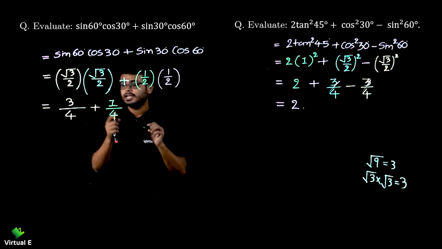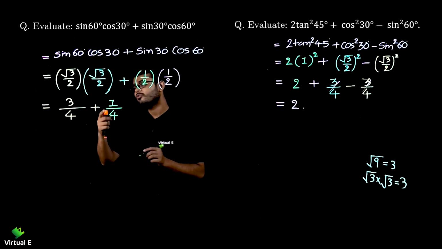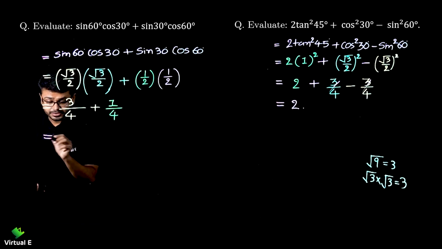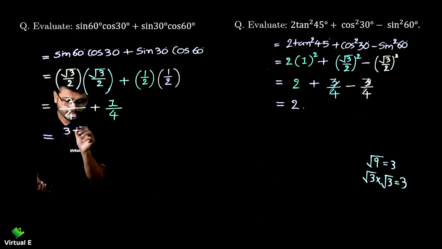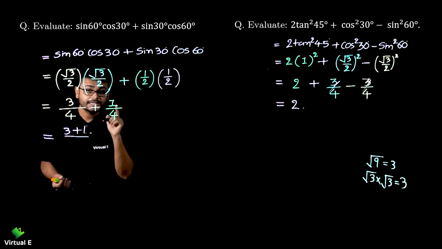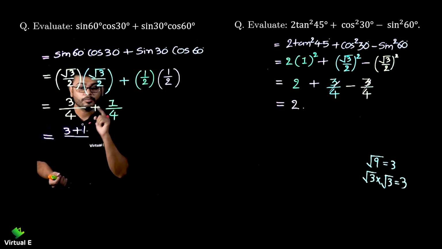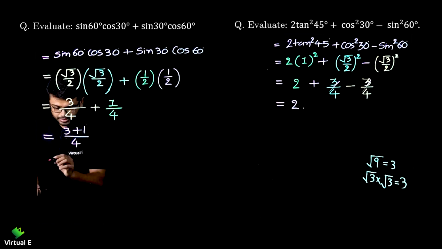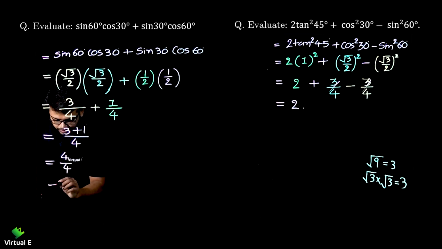Now you can see denominators are equal. So I am going to add them. Let's add. So add the numerators. 3 plus 1, and don't add the denominator. 4 plus 4 will not be 8. We need to write the same denominator. That is 4 here. So 3 plus 1, 4 here and 4. So when you cancel, you are going to get the 1.